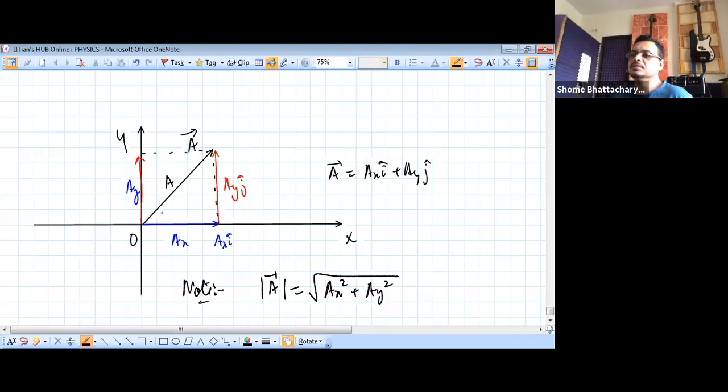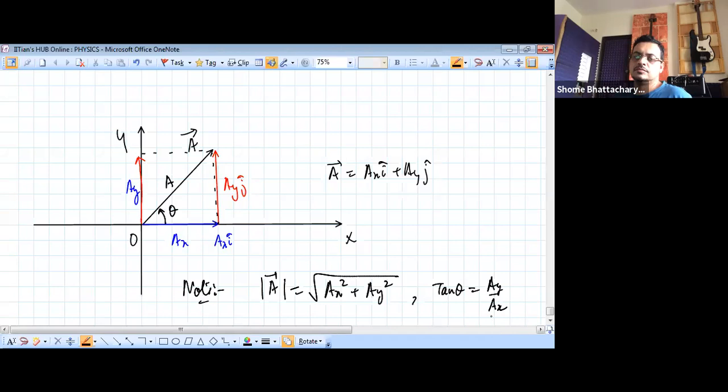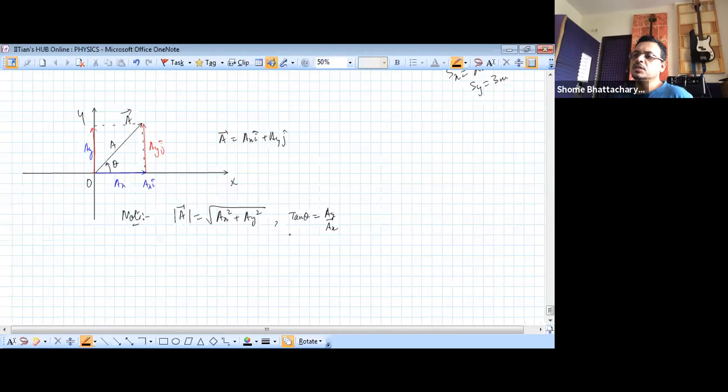And the other thing is, if the angle it makes with the x-axis is theta, then tan theta is Ay by Ax. So these formulae are the first point of importance for us.